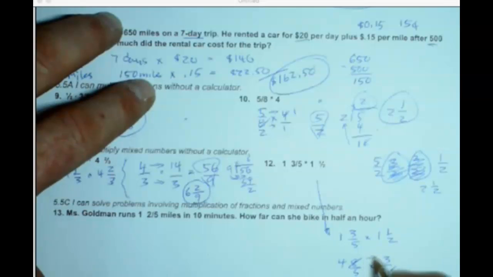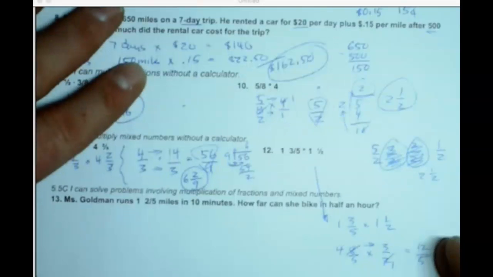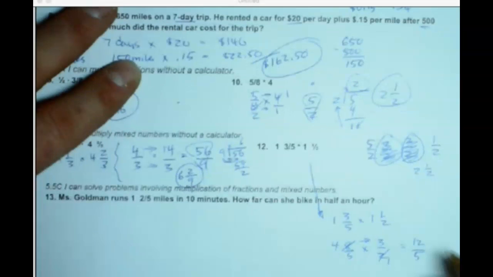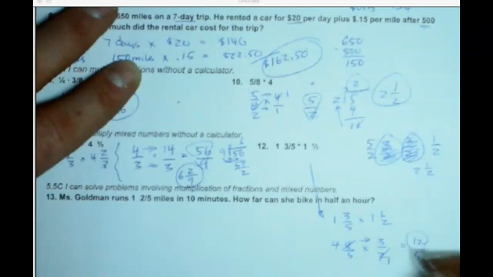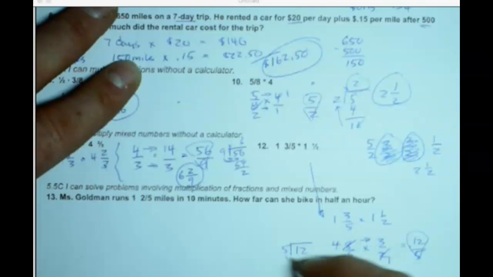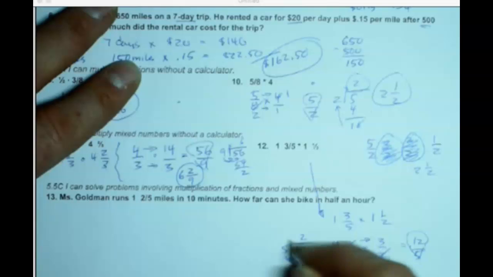Now I can just multiply straight across. 4 times 3 equals 12. 5 times 1 equals 5. I have 12/5 as my answer. So let's divide that out. I got my ice cream cone thing again. So let's take 12 and divide it by 5. 5 doesn't go into 1, but 5 goes into 12 2 times. 5 times 2 is 10. I subtracted out. I got 2 left over.